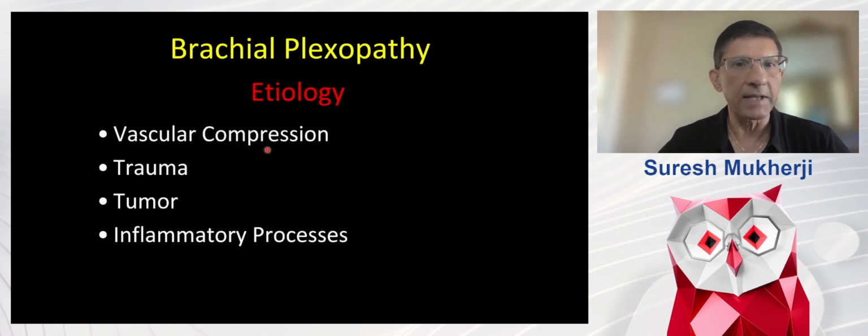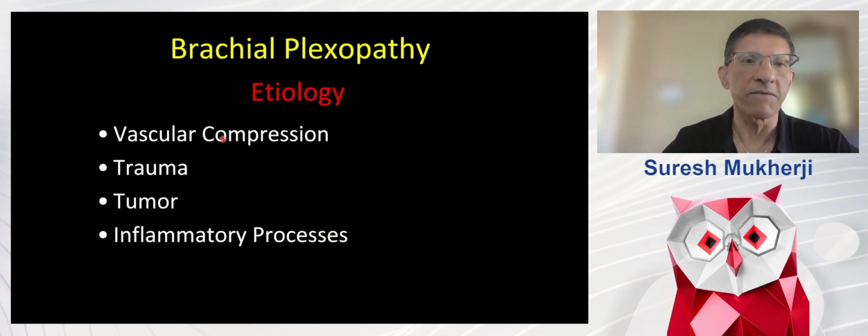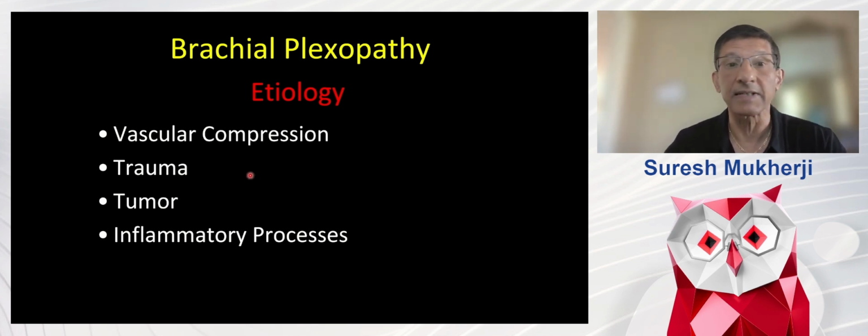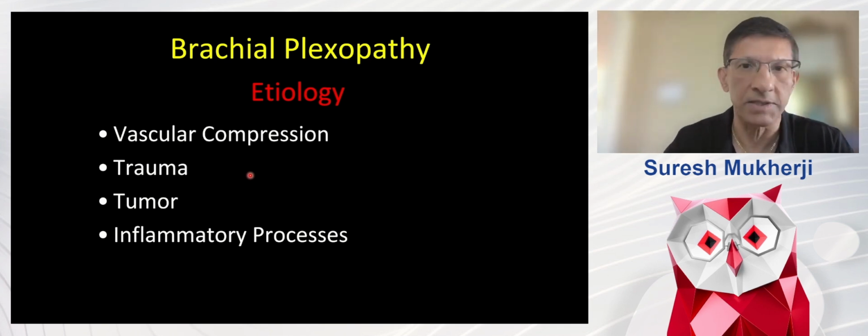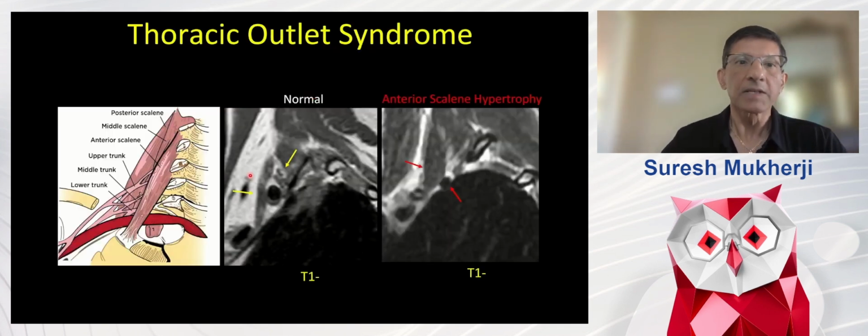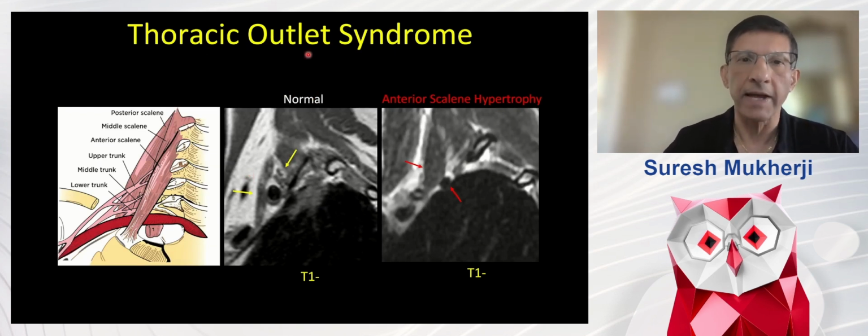Now, there are various etiologies for brachial plexopathies. They can be due to vascular causes, traumatic, tumor, or inflammatory processes. And when I go through the cases, we're going to touch on all of these potential causes of brachial plexopathy. So one of the areas that is sometimes overlooked when we evaluate the brachial plexus is the thoracic outlet syndrome. So the thoracic outlet syndrome is due to a brachial plexopathy, and it's oftentimes due to some type of abnormality involving the anterior scalene or a cervical rib.